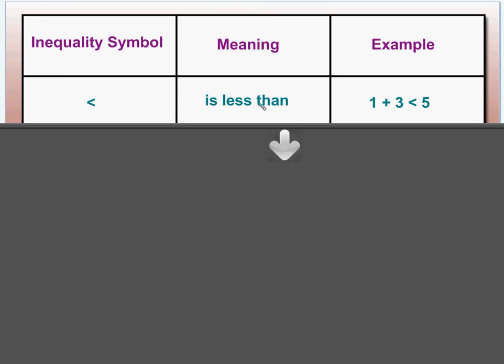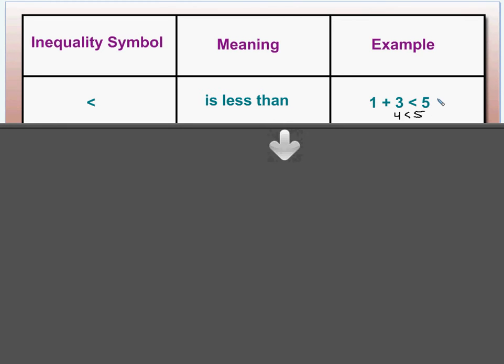All right, so if you have problems with the meanings of these and what they're named, I recommend you spend some time. Okay, is less than means the less comes first. Because 1 plus 3, what is that? That's 4, isn't it? So this means 4 is less than 5. And that's why that's less than, because the lesser number comes first.